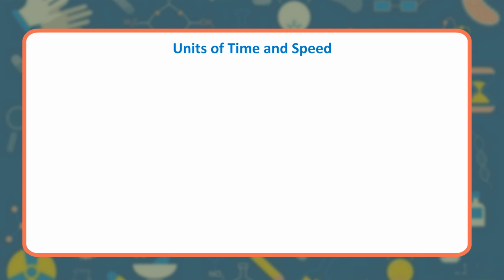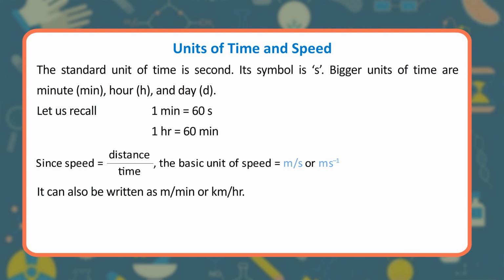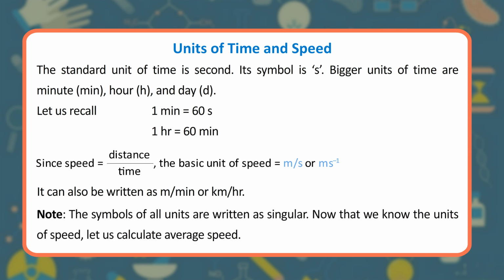Units of time and speed. The standard unit of time is second. Its symbol is s. Bigger units of time are minute, min, hour, h, and day, d. Let us recall, 1 minute equals 60 s, 1 hour equals 60 minutes. Since speed equals distance over time, the basic unit of speed is meter per second or m s⁻¹. It can also be written as m per minute or km per hour. Note, the symbols of all units are written as singular.